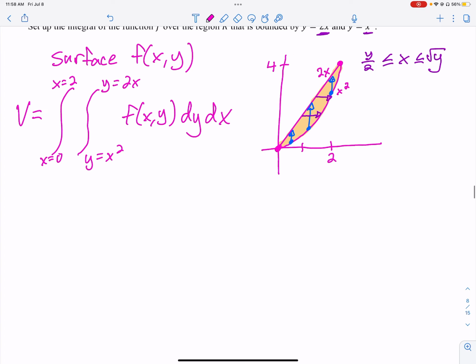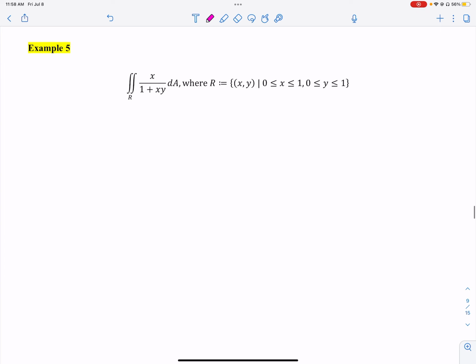All right, let's get another example in. So our surface, z, just so we are aware, is x over 1 plus xy. Right? We always try to draw our region. This one's nice and easy. Let's do that. It just goes from 0 to 1 in each direction.